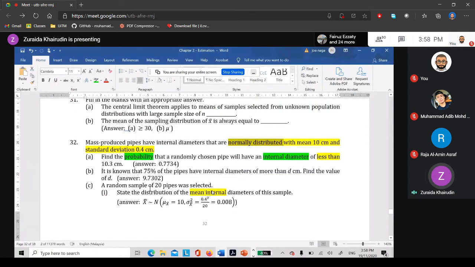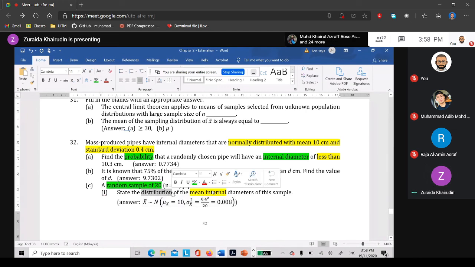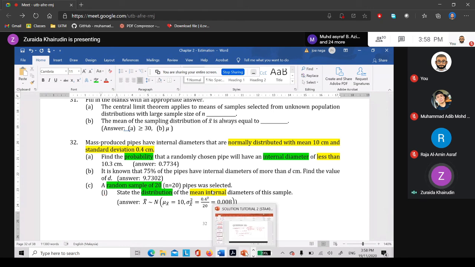A random sample of 20 pipes. What does it mean by a random sample of 20 pipes? This means your n equals 20. Sample size equals 20. State the distribution of the mean internal diameter of this sample. I know you can check the answers here, but what does it mean?